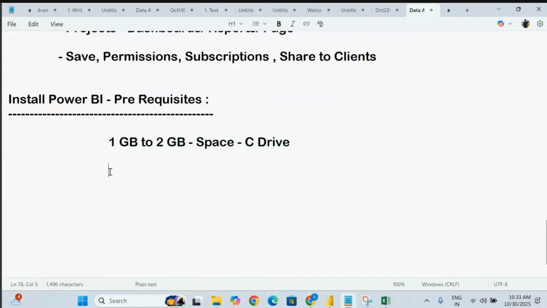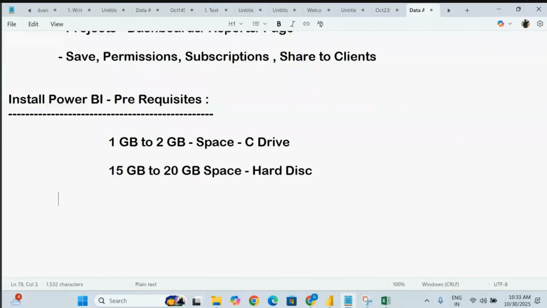Apart from this, as I told you, after you complete your project, you must save your project. Not only your project, you also need to save your data. For that matter, a minimum of 15 GB to 20 GB is required for you. This space is required on your hard disk. This is important.